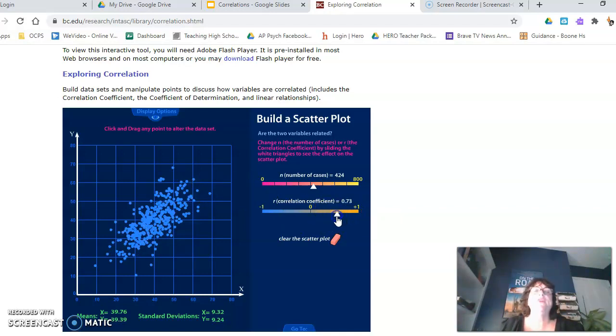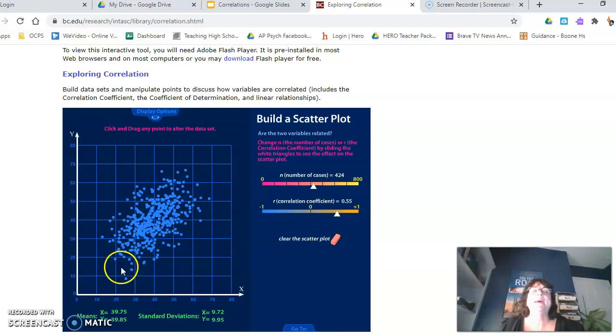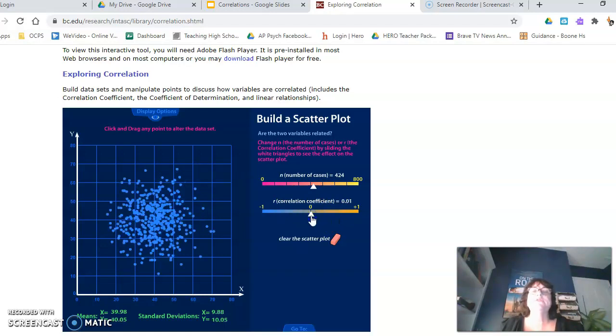If you take it down to a 0.5, you can see it just looks like more of a mess, but you still see a slight upward trend. When you get down to 0, it's just a bunch of dots, okay? So there's no line, no trend, and so there's no correlation. It's just a bunch of dots on a scatter plot.